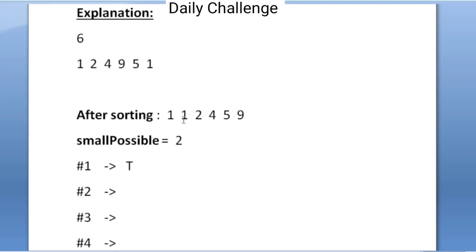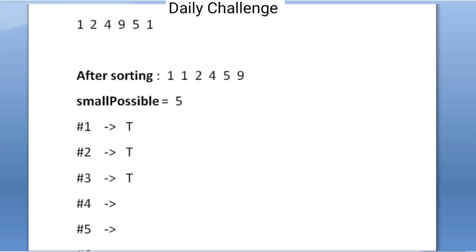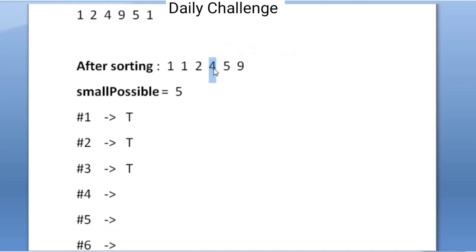In the second iteration, the array value would be 1 and the smallest possible would be 2. So according to the if condition, 1 is less than or equal to 2, so again it is true. So 2 plus 1 is 3. Now comparing 2 and 3, 2 is less than or equal to 3. So yes, the condition is true. The value is 3 plus 2, 5. Now in the fourth iteration, 4 is less than or equal to 5. Again it is true. So 4 plus 5 is 9.